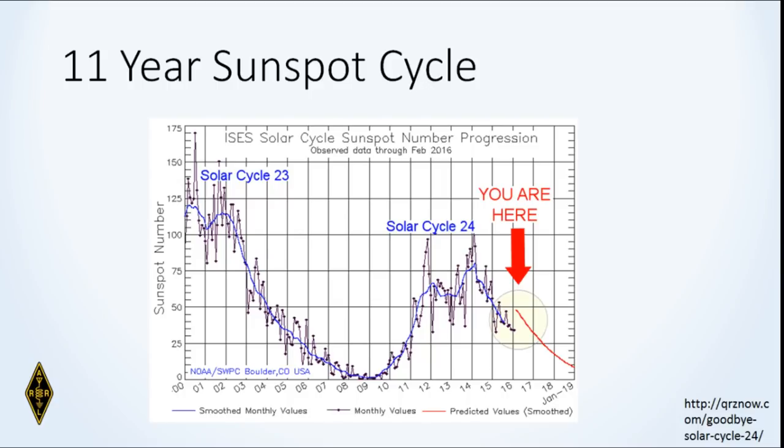And so if you look at this chart here, we're entering into solar cycle number 25. You've got to move it over actually a couple clicks. But we're coming down to the very lowest point in the sunspot cycle, and then it will start coming back up again. So we're about 5-6 years away from another sunspot peak.